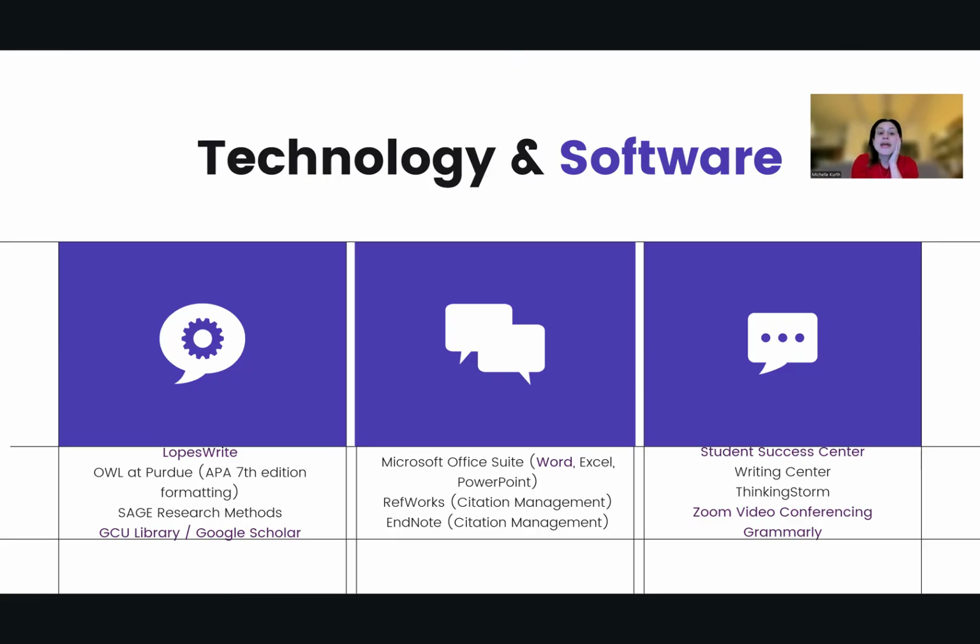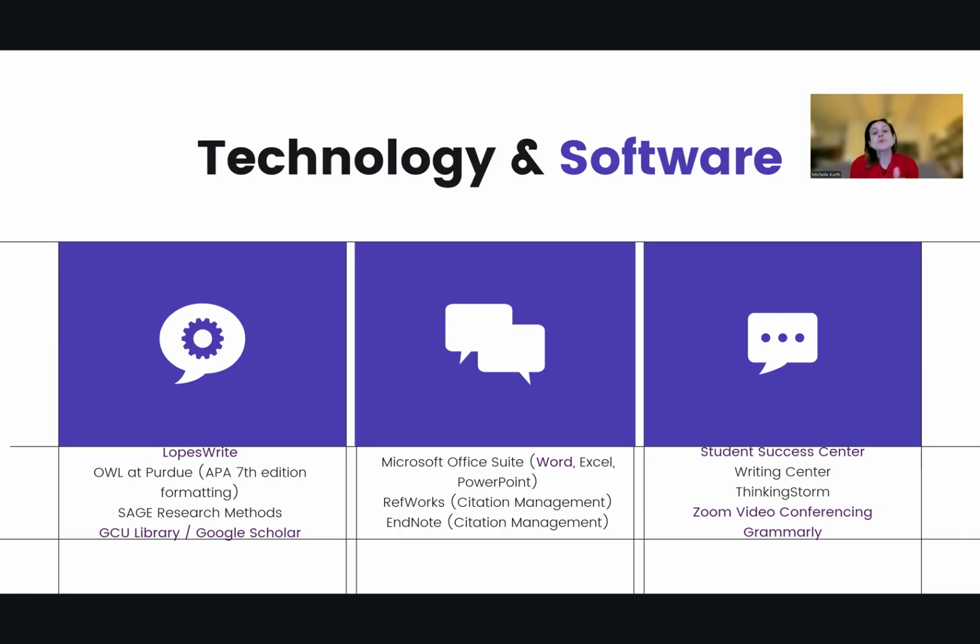OWL at Purdue is a really great website that you can use, and that is an APA 7th edition formatting site. I believe I put this link in the announcement section for this first week so that you can utilize that as a citation checker reference point. It's really great. Sage Research Methods is another great tool. There's a link in it. I think I put it in this deck. And then GCU Library and Google Scholar. I will show you Google Scholar and I will show you GCU Library.